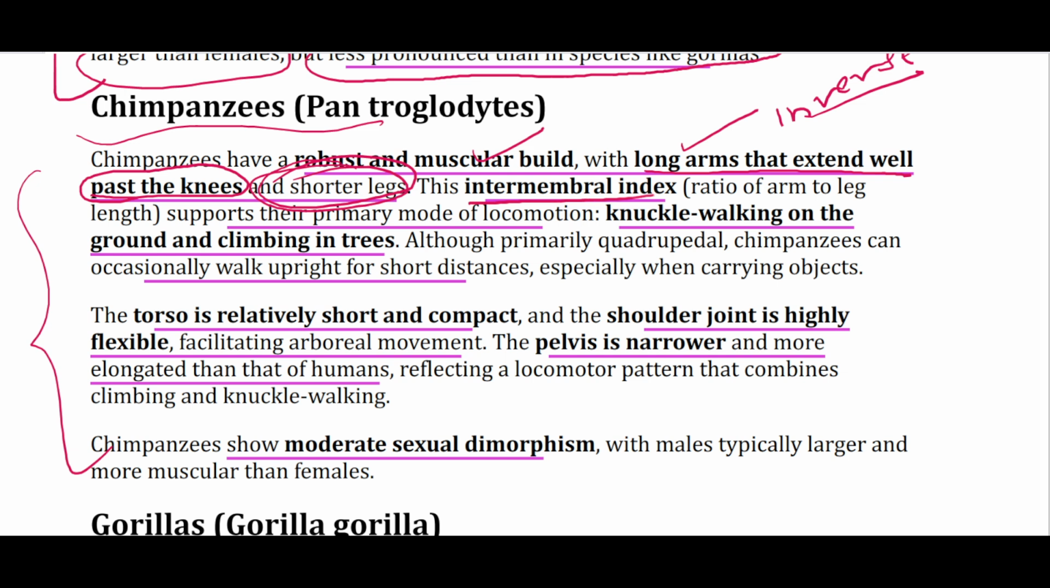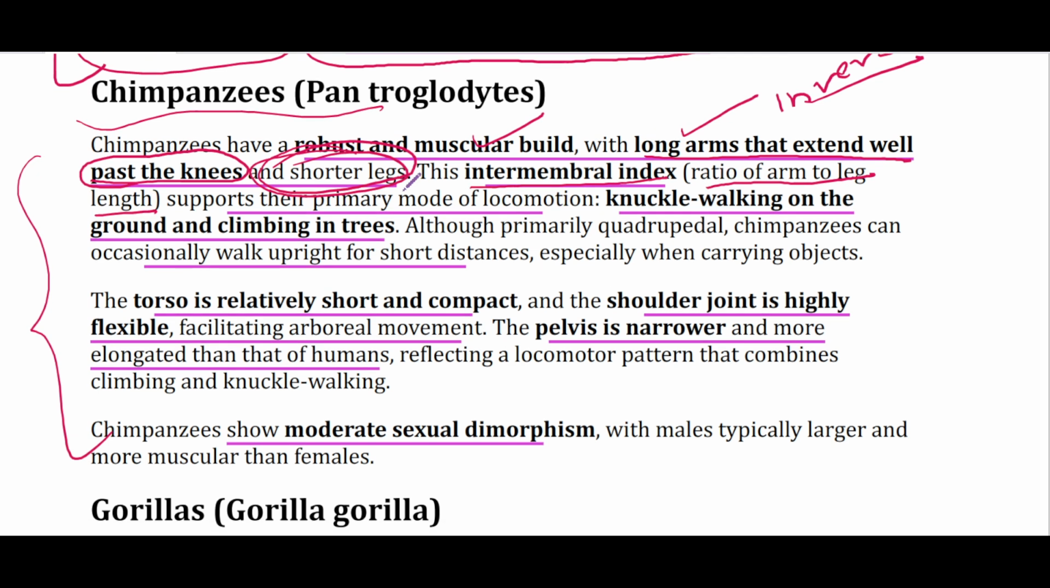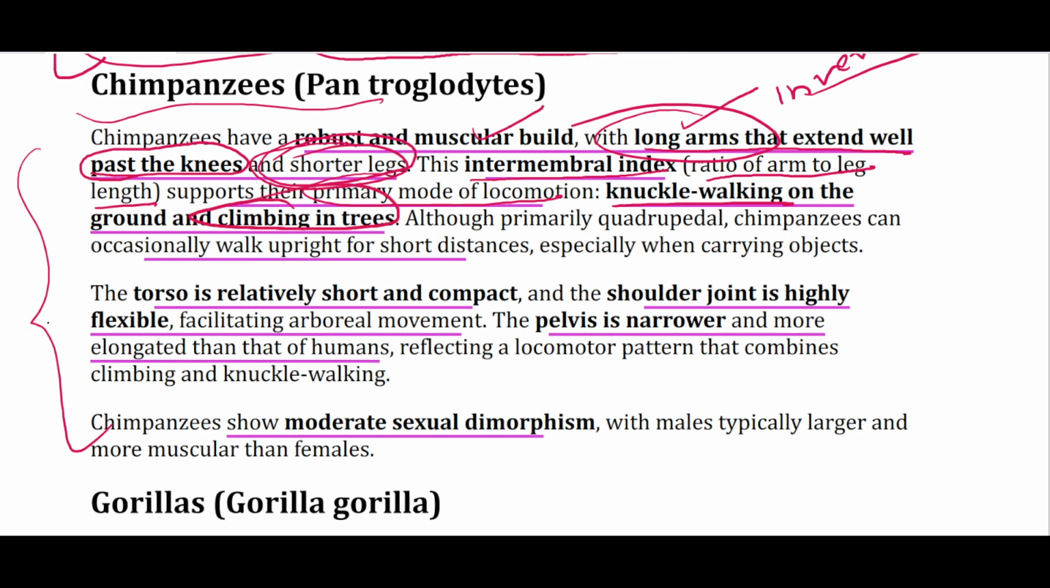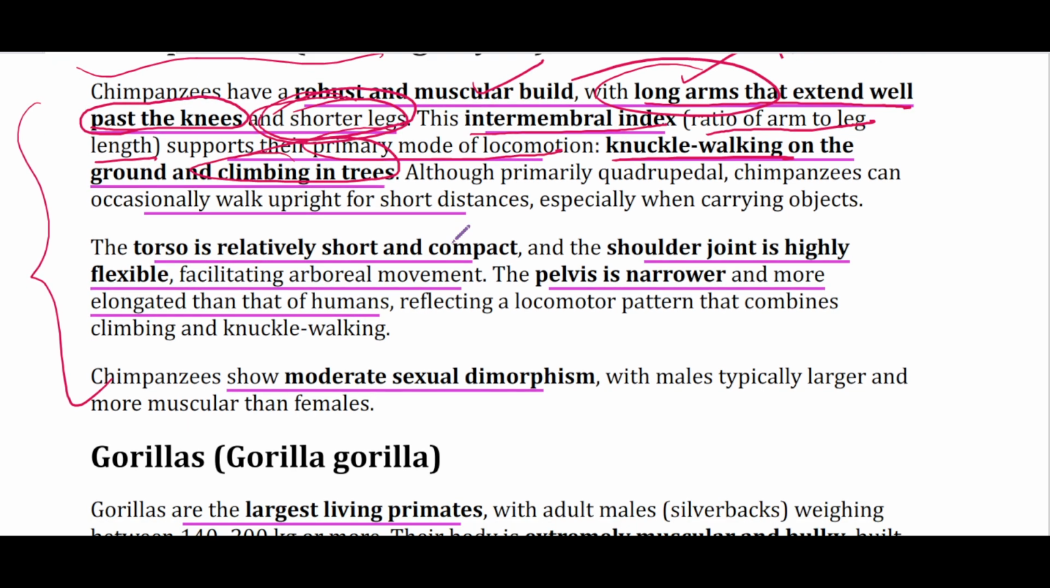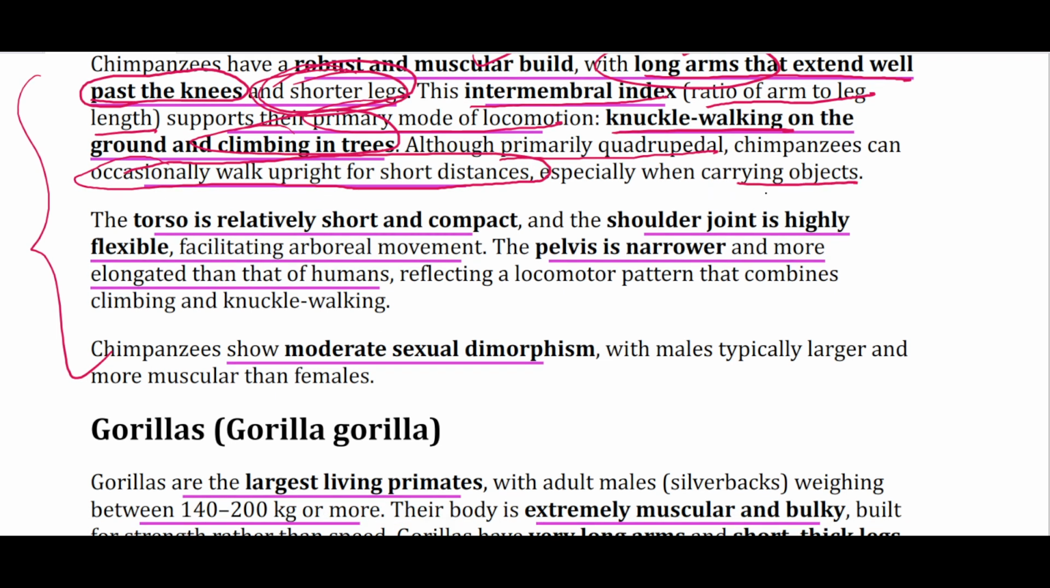So this intermembral index, which is the ratio of arm to leg length, supports the primary mode of locomotion, which is knuckle walking. Knuckle walking means to walk on your knuckles while fingers are folded. So this intermembral index, having long arms and short legs, is for knuckle walking and arboreal lifestyle for climbing in trees. Then, although they are primarily quadrupedal, means primarily they walk on their four limbs, sometimes they are seen occasionally walking upright for short distances, especially when carrying objects, tools, babies.